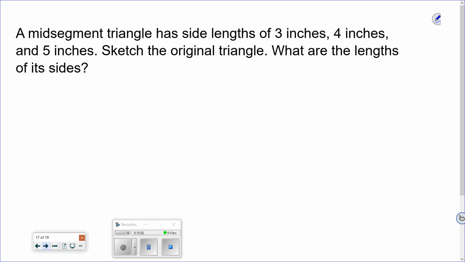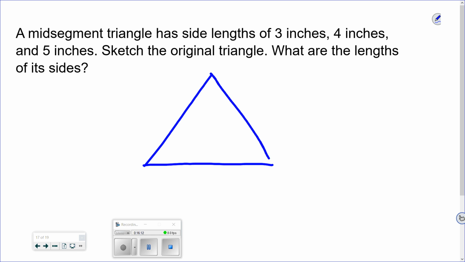Let's do this last problem. A mid-segment triangle has side lengths of 3, 4, and 5 inches. Sketch the original triangle. What it means by a mid-segment triangle, and hopefully you've noted this, is if you have a triangle and you find all the midpoints and draw all the mid-segments, I'll do it in a different color, let's do it in red. This red triangle on the inside is a mid-segment triangle.